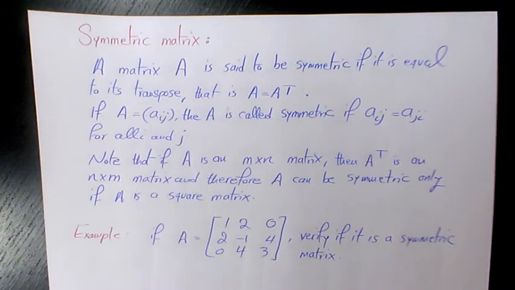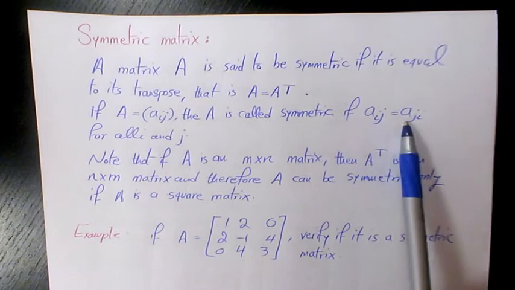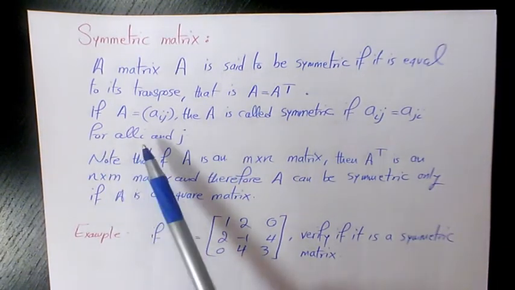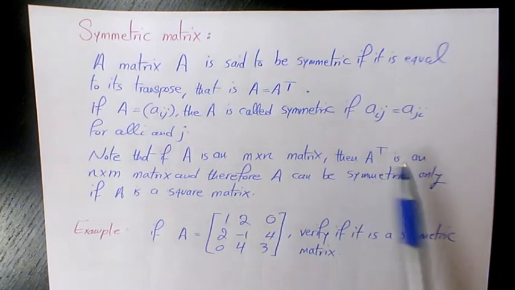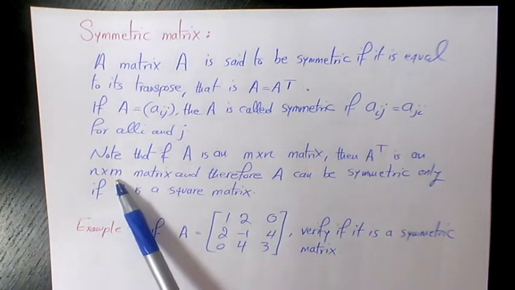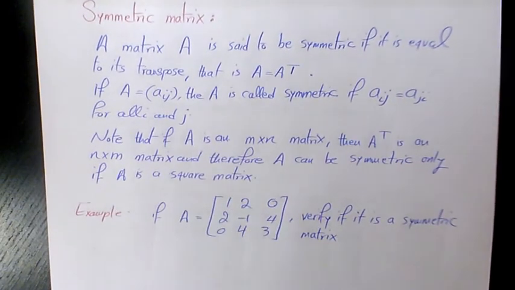Now let's see what a symmetric matrix is. A matrix A is said to be symmetric if it is equal to its transpose. It means that A equals A^T. So if matrix A has elements a_ij, A is called symmetric if a_ij equals a_ji for all i and j. Note that if A is an m by n matrix, then the transpose of A is an n by m matrix, and therefore A can be symmetric only if A is a square matrix.